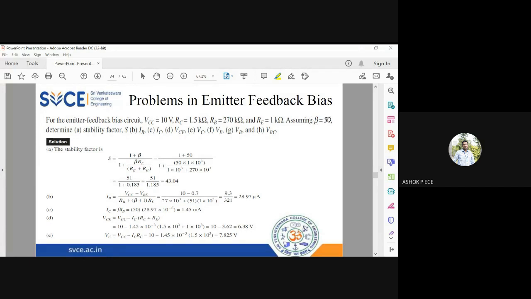So I cannot use 100 as in the previous problem. I have to use the value of beta as 50. Okay, beta is going to be 50. So with that, I'm going to find the parameters.